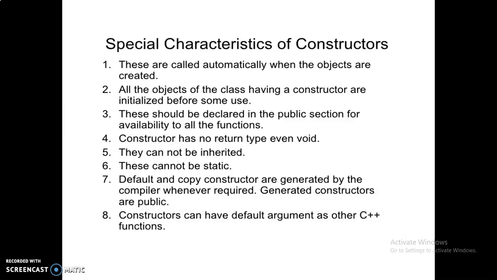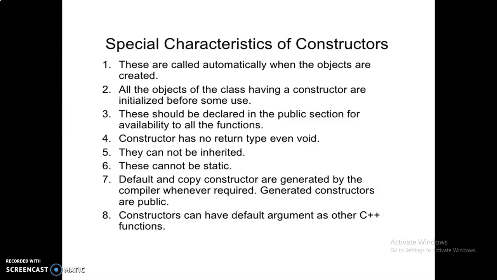A constructor has no return type, not even void. They cannot be inherited. A constructor cannot be inherited, and it cannot be a static function. Default and copy constructors are generated by the compiler whenever required.